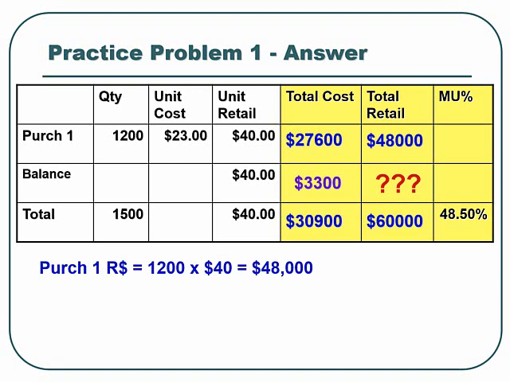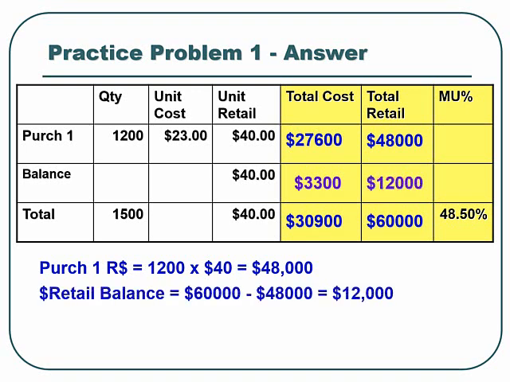Okay. Now, given the total retail value of purchase one and total retail of the total, we can find the total retail for the balance, the retail balance, from the difference between these two numbers. So the retail balance dollar will be $60,000 minus $48,000, which comes up to $12,000. So $12,000 for the retail balance and $3,300 for the cost balance. We answered the question.